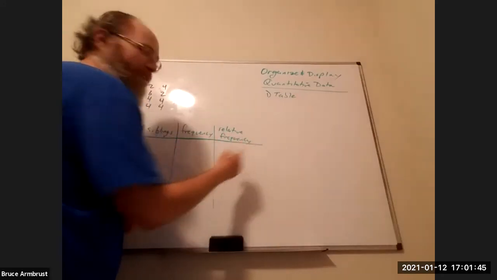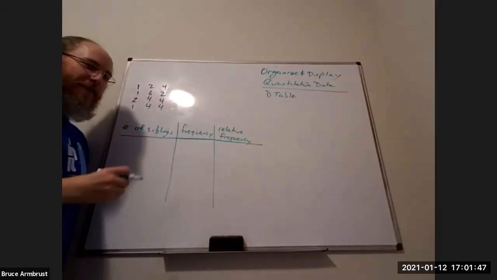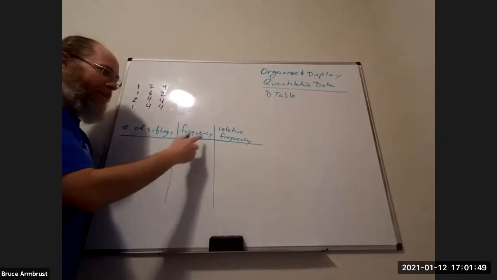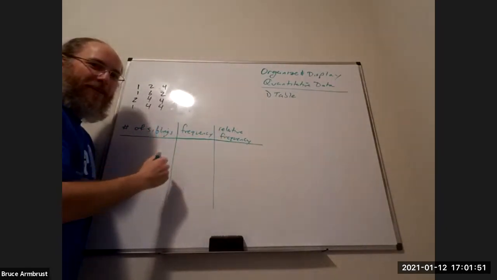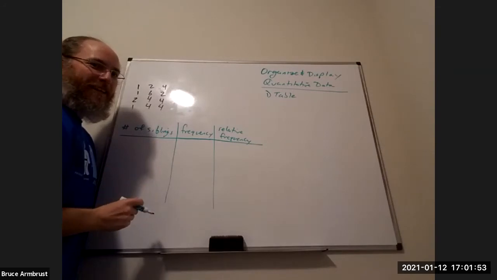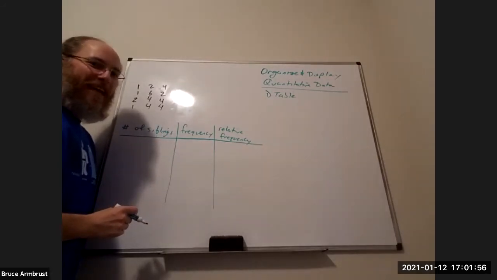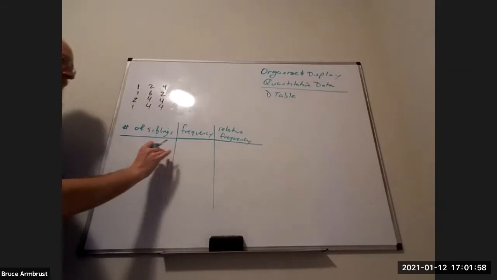And I didn't realize this, but I just made a dad joke. Get it? Relative frequency. Your siblings are your relatives. The unintentional dad jokes are the best ones, let me tell you.